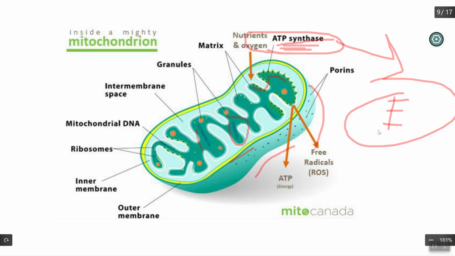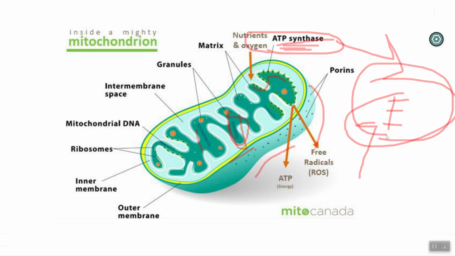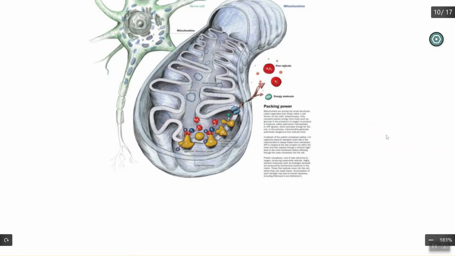So if your DNA gets affected, your mitochondria gets affected, which at the end of the day will affect energy production, which will affect the cell, which affects the organ, which affects you in general.